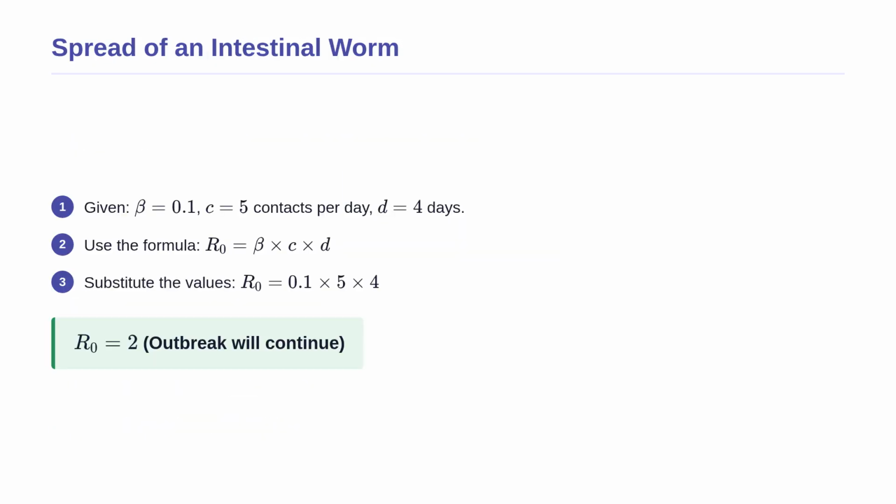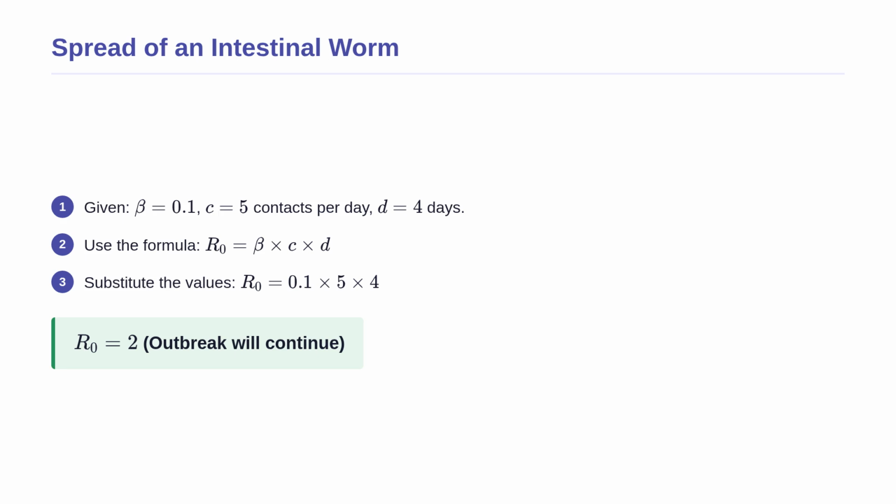Let us see this formula in action with a concrete example. Imagine a village where a child is infected with an intestinal worm. We are given that the transmission probability, beta, is 0.1. The child has a contact rate, C, of 5 close interactions per day and remains infectious for a duration, D, of 4 days. We need to find out how many new infections this child will cause.